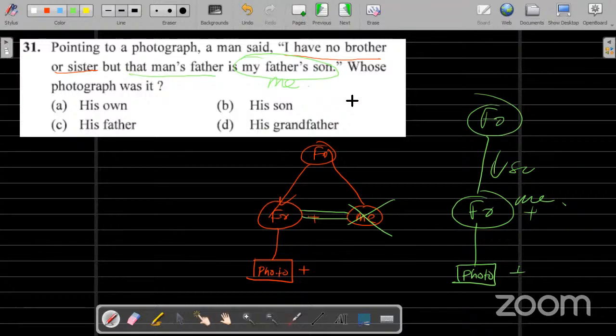easily go with the answer "his own." But read the question. Whose photograph was it? That photograph, I am here, and this photograph is his son's. So the answer is his son, not his own. There is every chance that we may end up with option A. Not. The answer is his son's photograph.